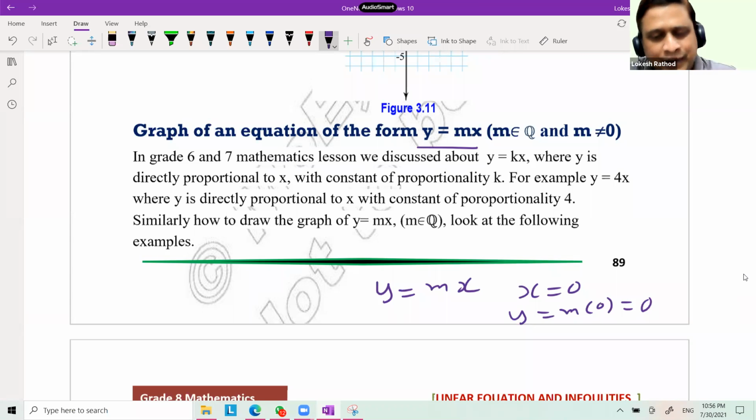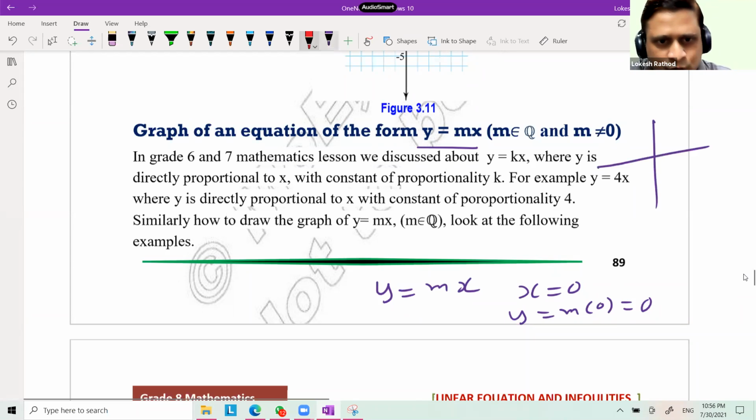So line y equal to mx will always pass through the origin. So the y equal to mx line will be of this form. It could be either this form or this form or anything, but it will pass through the origin.